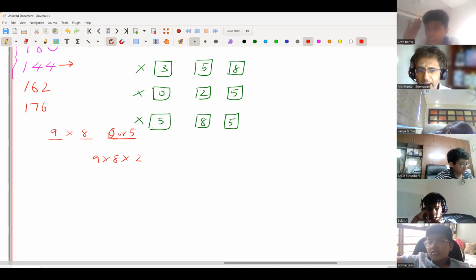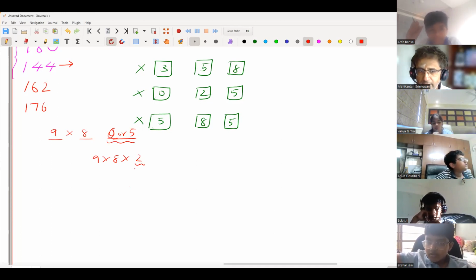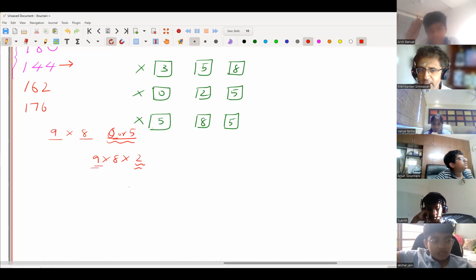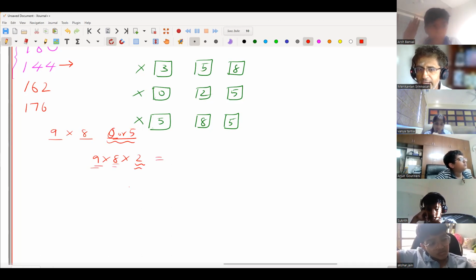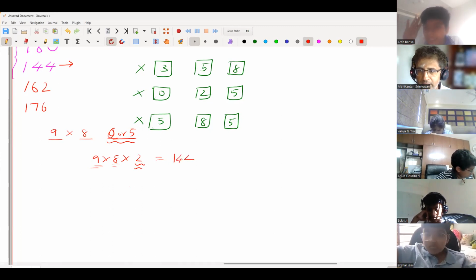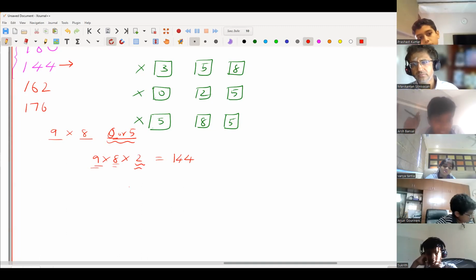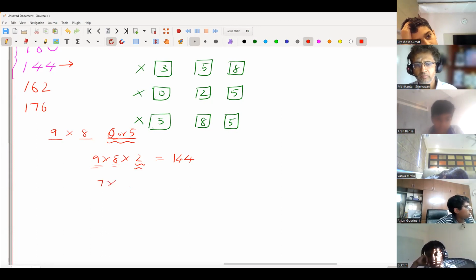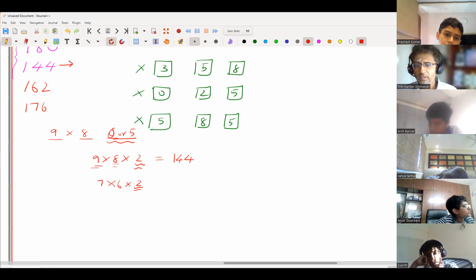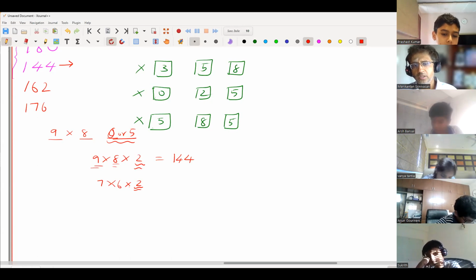Okay, he's saying I have 2 choices for the last digit, then 9 choices for the first digit and 8 choices for the second digit. Therefore, 9 into 8 into 2 equals 144. Okay, go ahead, Arsh. I did almost the same thing, but instead of 9 and 8, I chose 7 and 6 because 0 and 5 can't be repeated. So the number of possibilities will decrease. It becomes 7 into 6 into 2, which is 84. I got 176 as an answer.